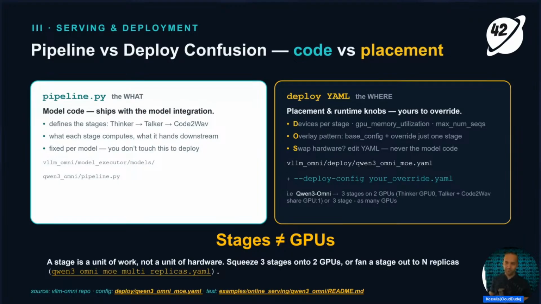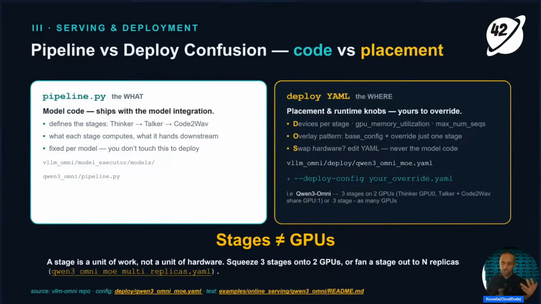So two things: we have the pipeline and the deploy. And the difference is actually simple. The pipeline on the left is written in Python. This is where the model code is. It defines the stages like thinker, talker, code-to-wave with their attributes, like a class. So you never touch this to deploy. Then we have the deploy YAML, which is more like a recipe, a config file. We also called it the placement a slide ago. You can tweak the values like devices per stage, memory utilization, max sequences, etc., using the overlay pattern.